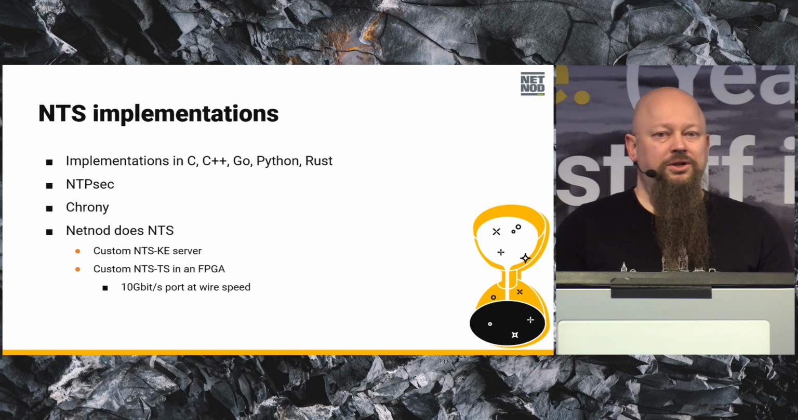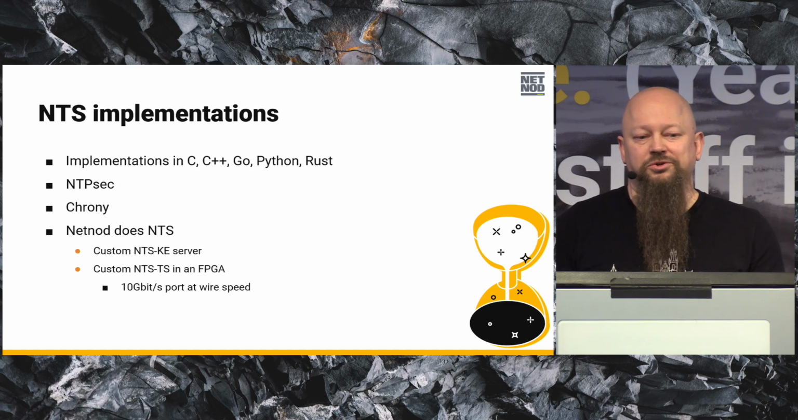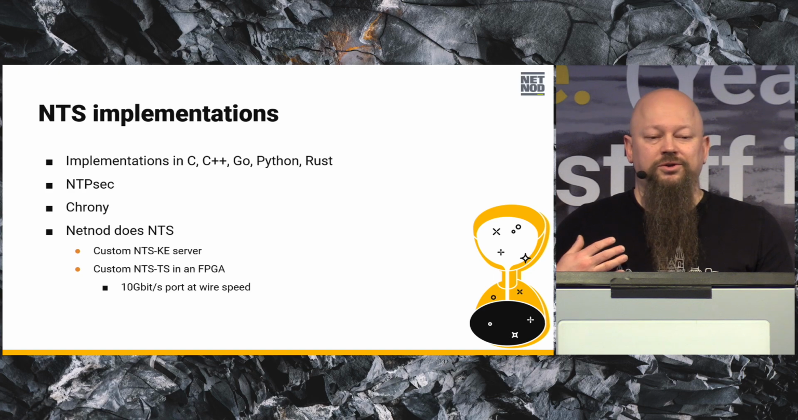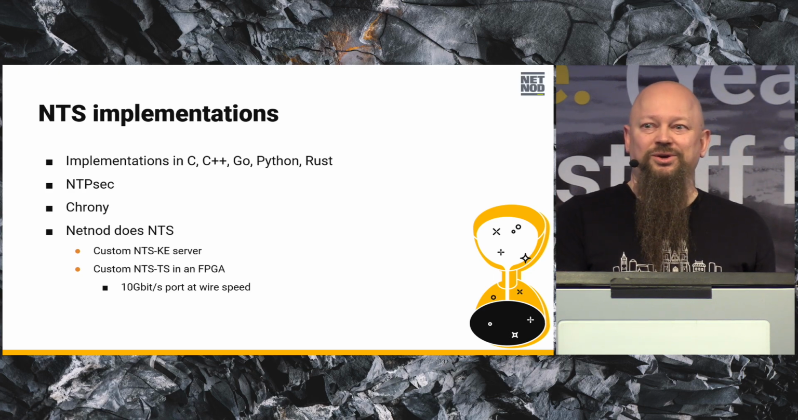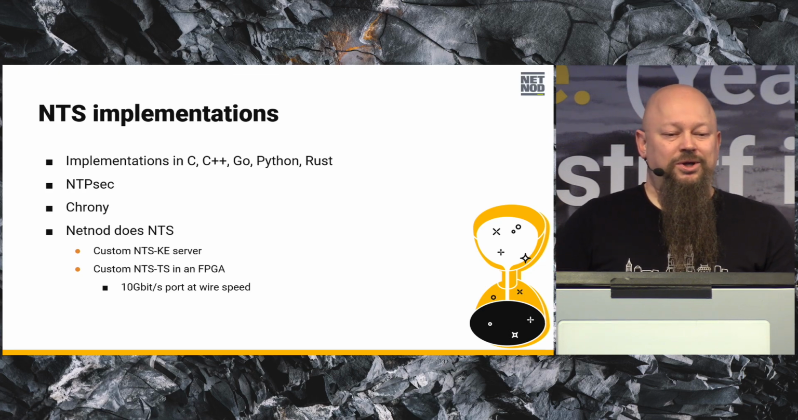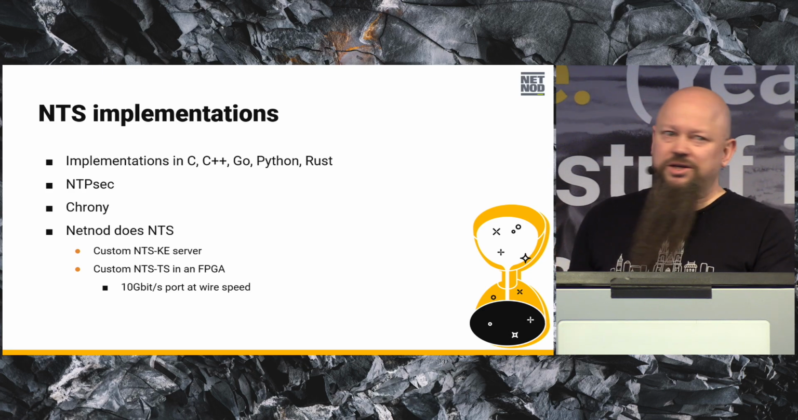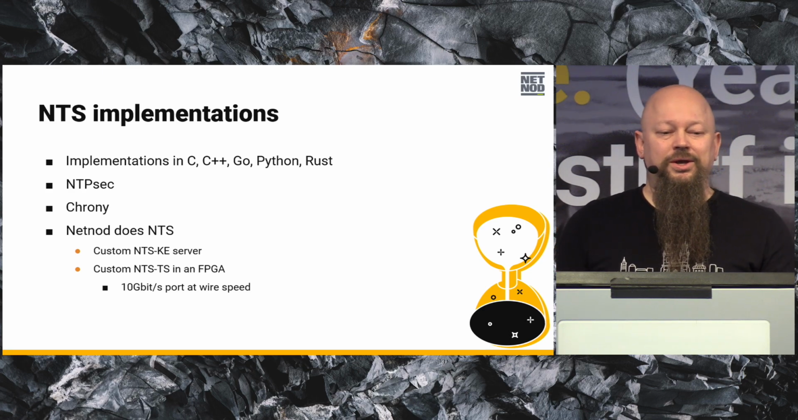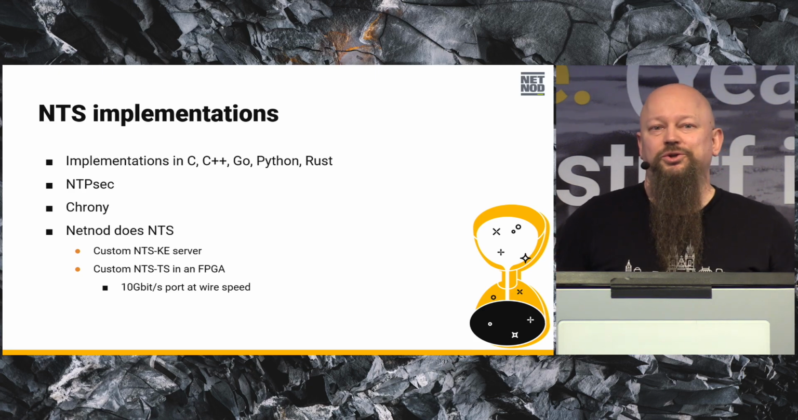And of course, we at Netnod, we do NTS. So we have our own custom NTS-KE server based on my Python code. We have a custom NTS-TS implementation, and since we did NTP in an FPGA, of course we do NTS in FPGA also. So that one can do 10 gigabits at wire speed. NTS is more complicated than NTP, so we can't do 4 times 10 gigabit, but we do at least 10 gigabit on an FPGA.